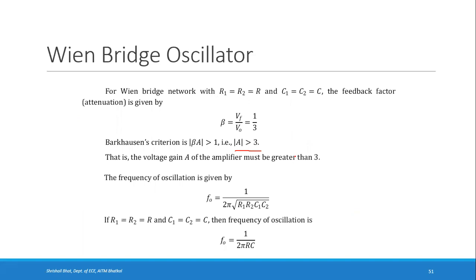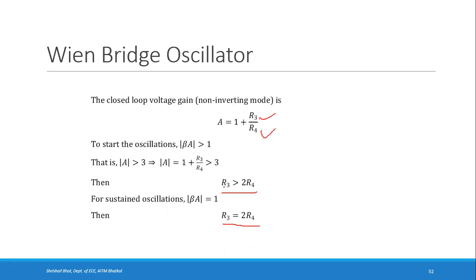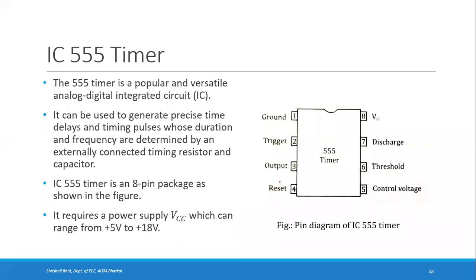Then we have seen some of the design considerations with respect to what the gain should be, what the frequency is, and how you can design this oscillator with different values for different resistances. Okay. Next important topic in this particular chapter you have is the IC 555 timer.